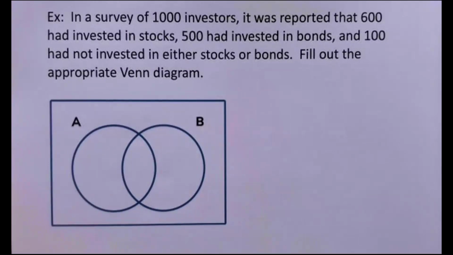In a survey of 1,000 investors, it was reported that 600 of them had invested in stocks, 500 of them had invested in bonds, and 100 had not invested in either. Fill out the appropriate Venn diagram.